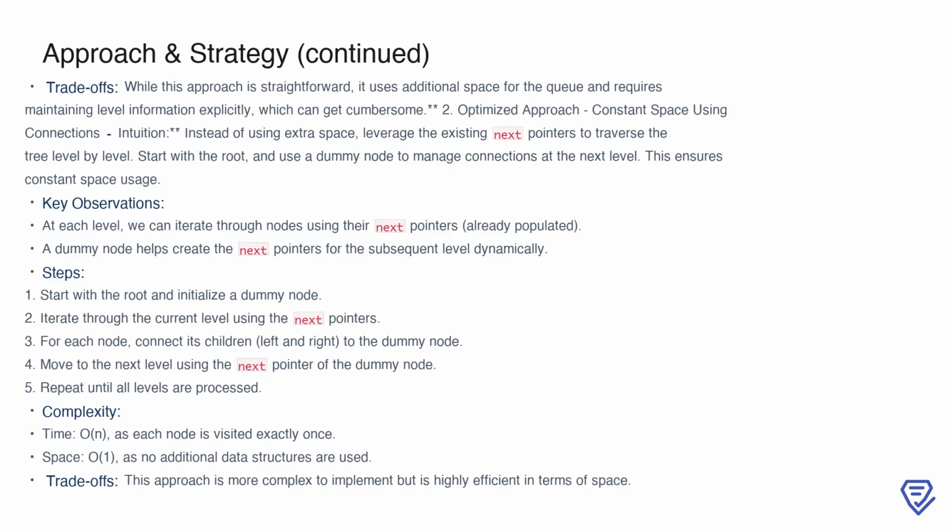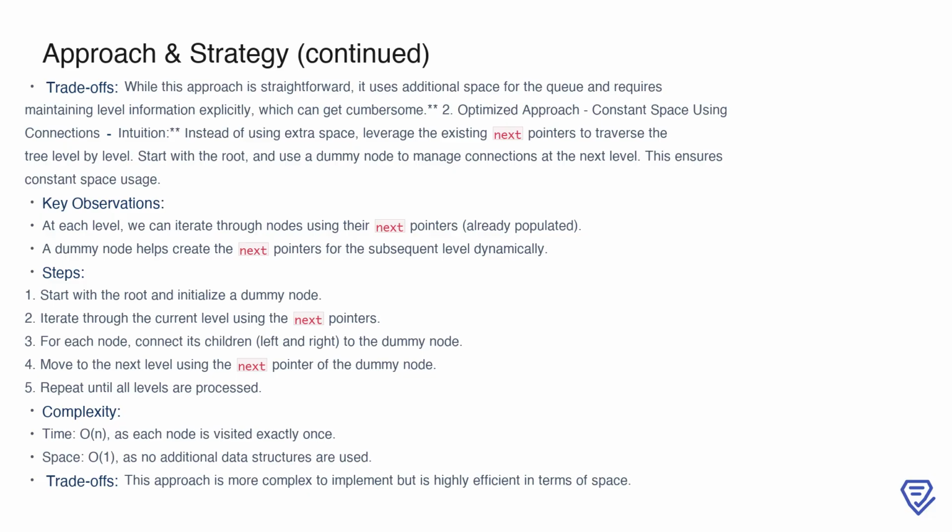A more efficient solution is the optimized approach that uses constant space, leveraging the existing next pointers to traverse the tree. Here, instead of relying on external data structures, we use a dummy node to dynamically manage connections at the next level. This approach starts at the root and iterates through the current level using the next pointers already established. For each node, its child nodes are linked using the dummy node, which acts as a placeholder for the beginning of the next level. Once the current level is complete, we move to the next level using the next pointer from the dummy node. This process repeats until all levels are processed.